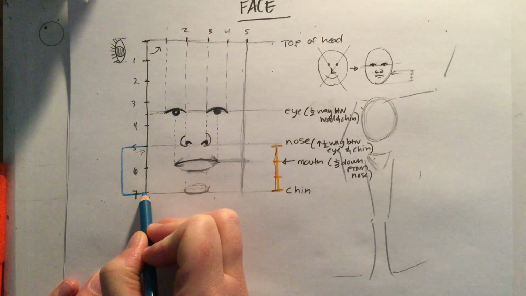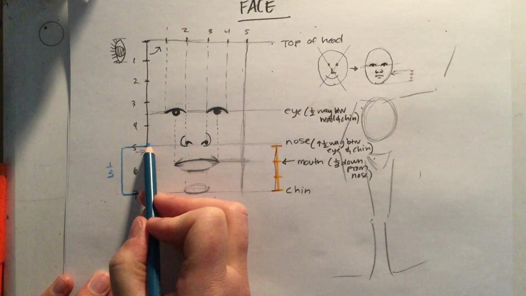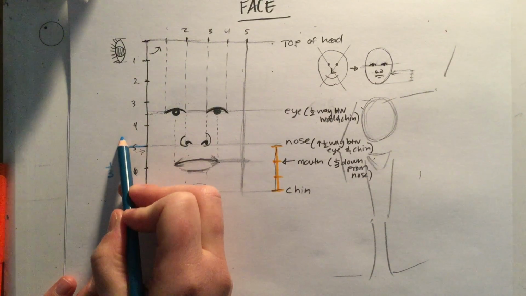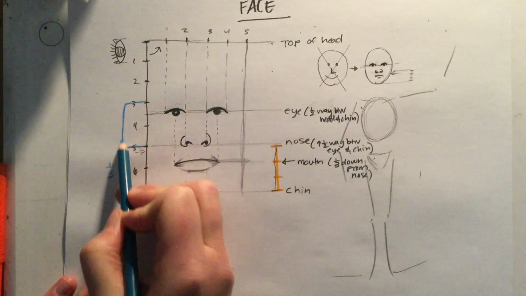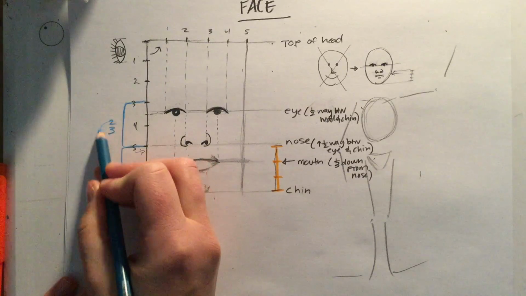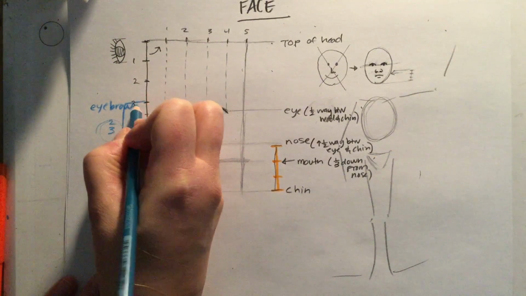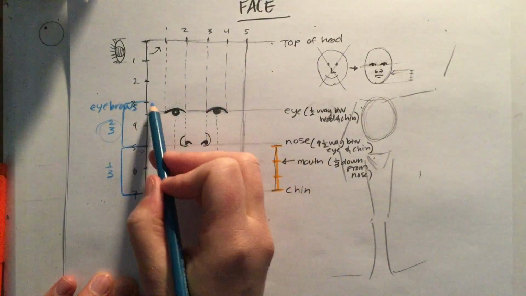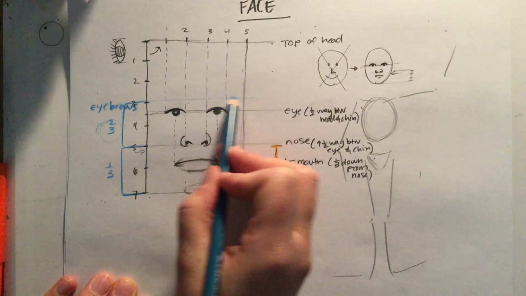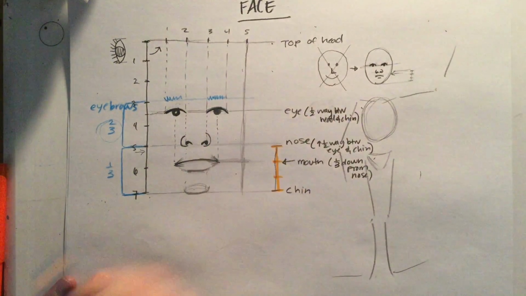The first third is from your chin to your nose. So from eye 7 to 5, this is your first third. Go 2 more eyes up, so from 5 to eye 3 here on the side, that's the second third. Right here at the second third, we have our eyebrows. So if you draw a line across, our eyebrows sit right in here.